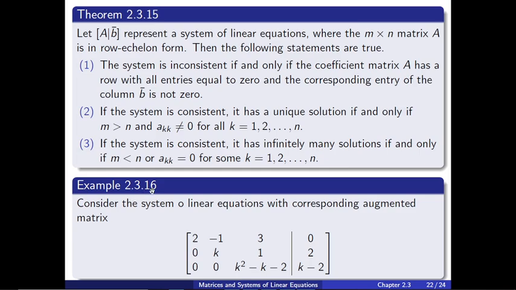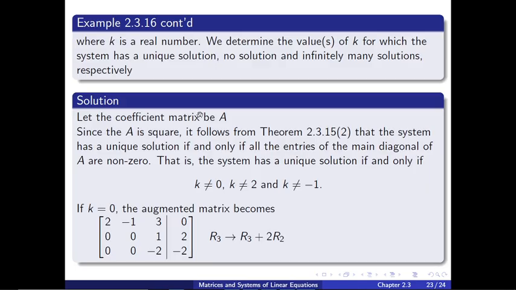This is 2.3.16. It says consider the system of linear equations with corresponding augmented matrix, and we are given the augmented matrix. So we want to determine, where k is a real number, the values of k for which the system has a unique solution, no solution, and infinitely many solutions.